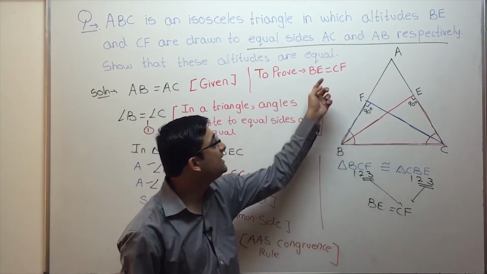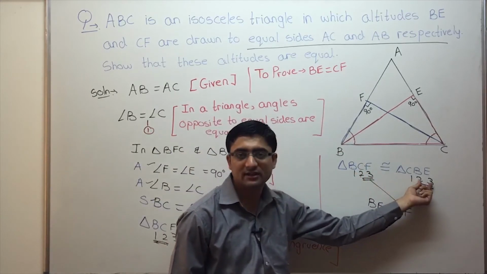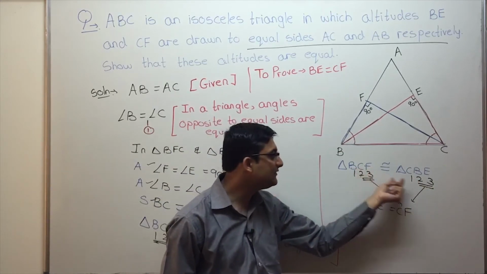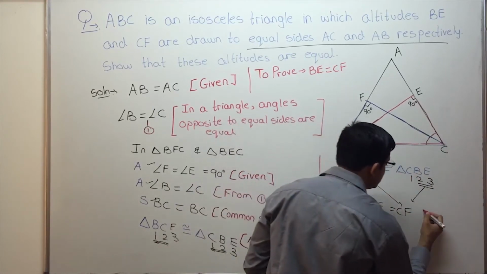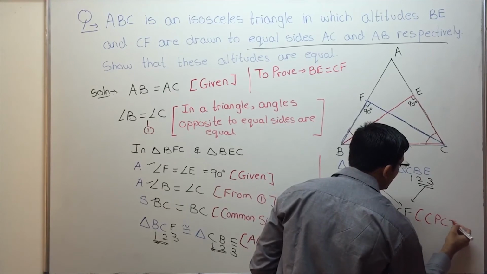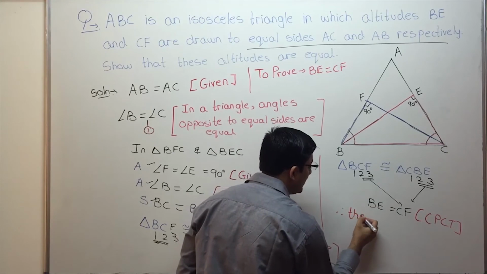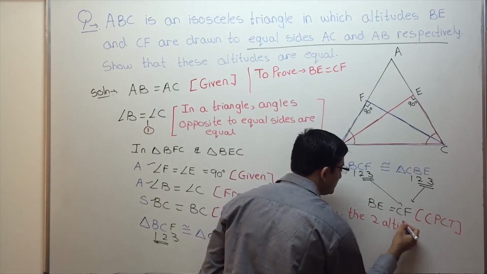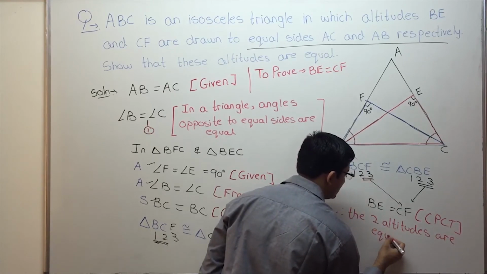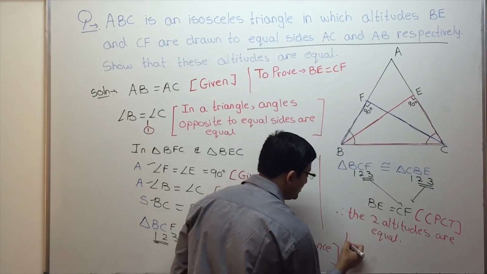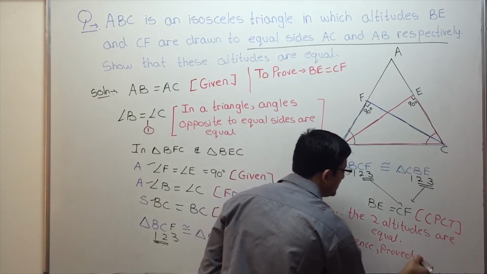It's very simple. Let's say I look for CF over here. CF is the second and third letter, and the second and third letter will correspond to the second and third letter, which here is BE. So BE is equal to CF. What is the reason? CPCT, corresponding parts of congruent triangles. So we have shown BE is equal to CF, therefore the two altitudes are equal, which is exactly what we had to prove. So hence proved. So hence we are done.